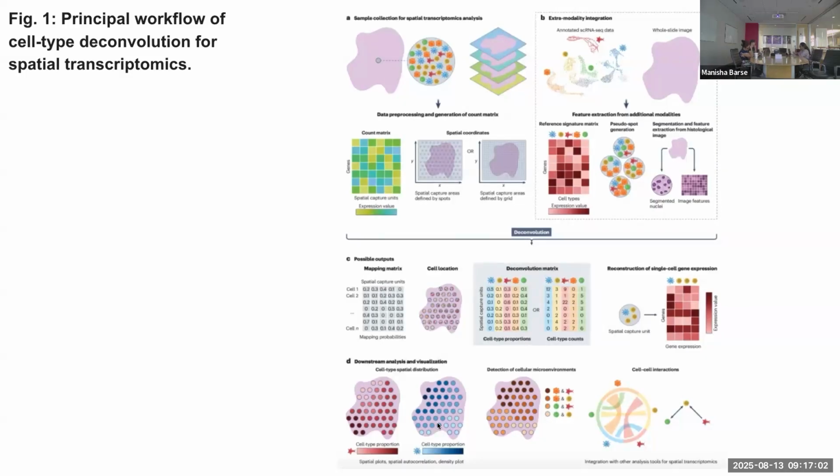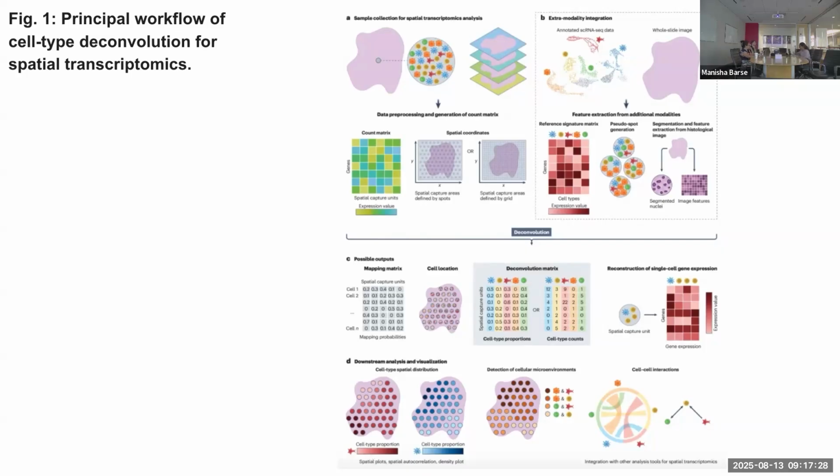We can also use these deconvolution outputs for downstream analysis and visualize cell type distribution, looking at the different cell proportions. We can also detect cellular microenvironments. And another thing we can look at is cell-to-cell interactions.